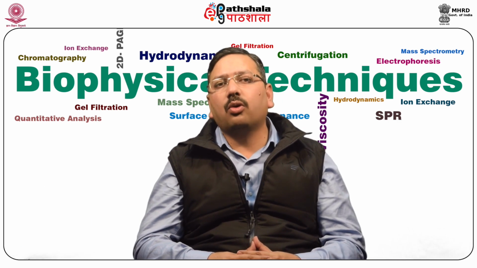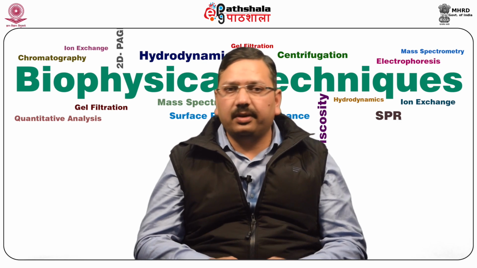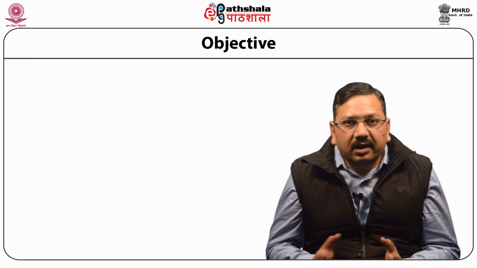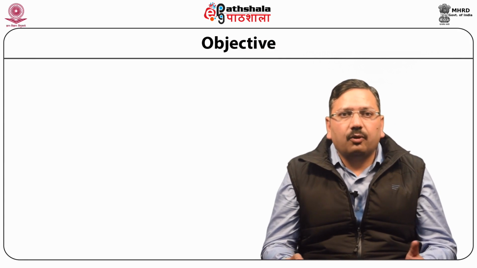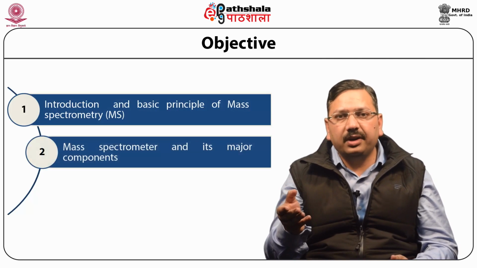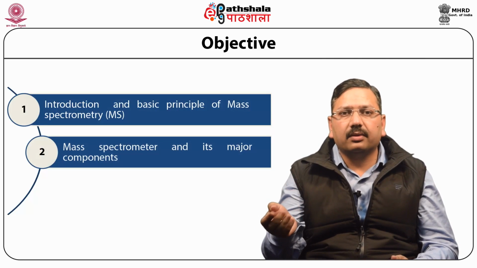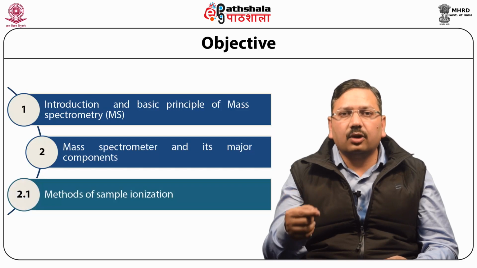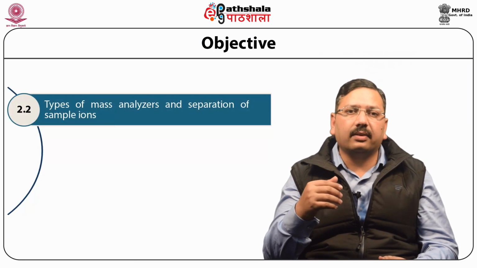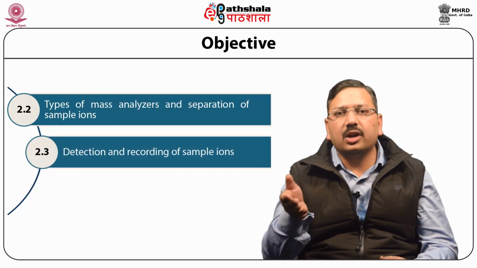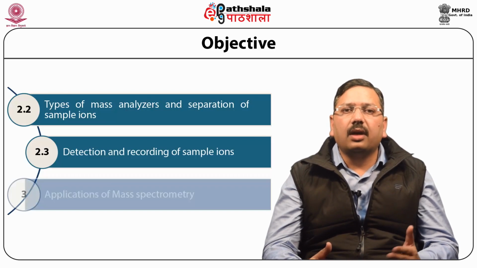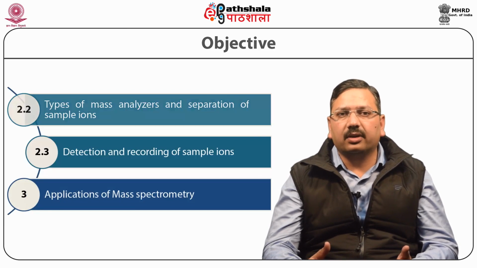Today we are going to talk on module Introduction to Mass Spectrometry, which is coming from paper Biophysical Technique 1. There are following learning objectives of this module. First is the introduction and basic principle of mass spectrometry and its major components, which involves method of sample ionization, types of mass analyzers, and separation of sample ions. Lastly, detection and recording of sample ions. It also covers application of mass spectrometry as a learning objective.